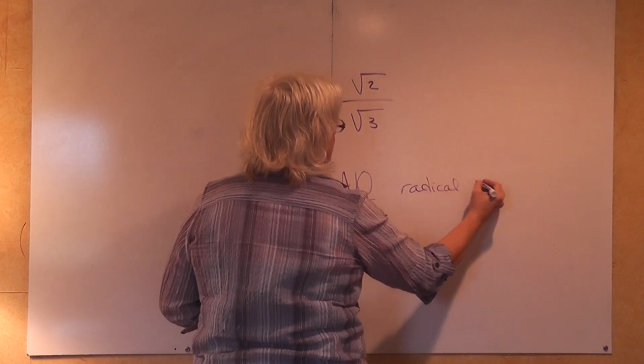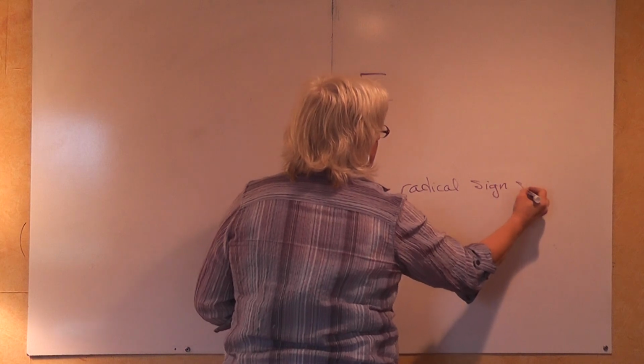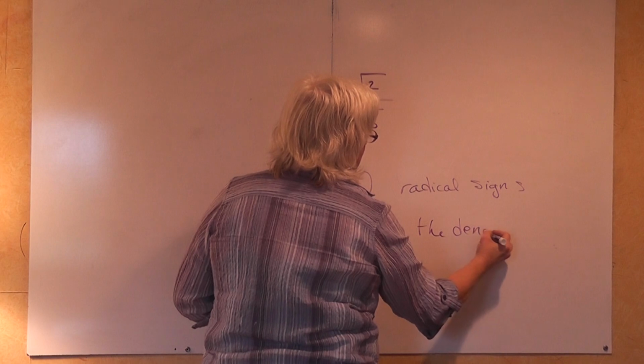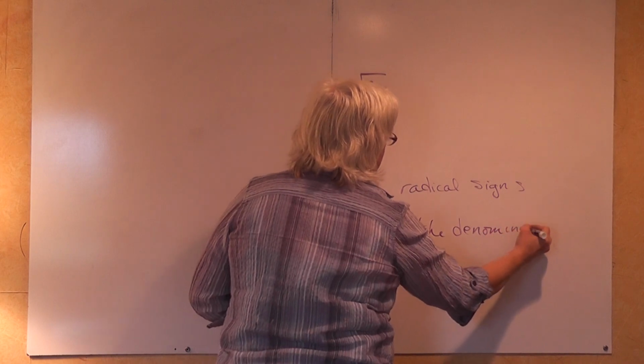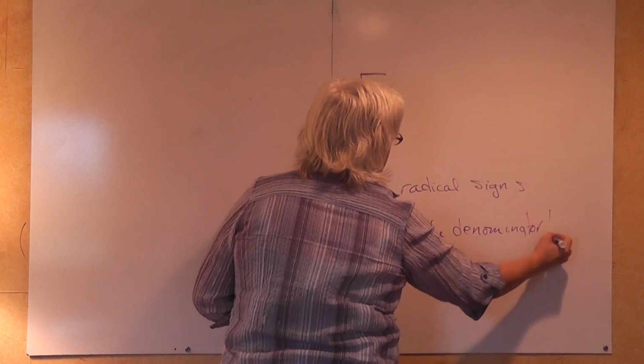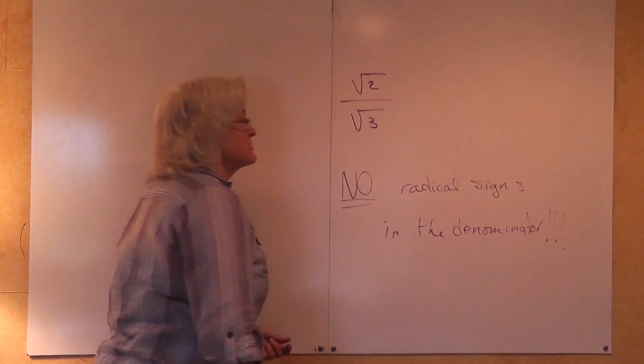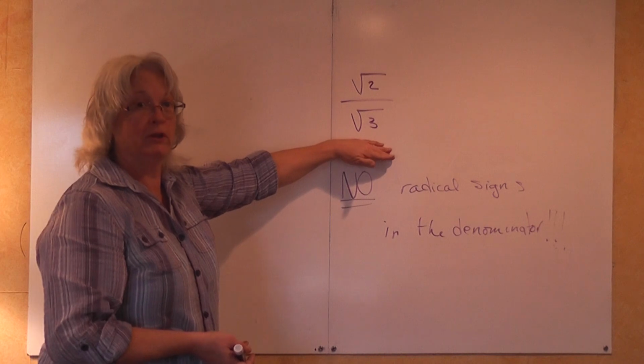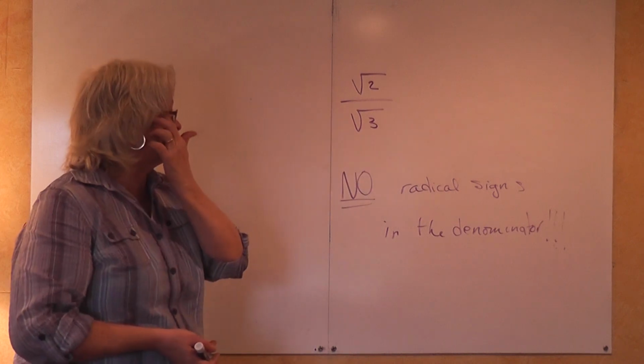No radical signs in the denominator. So what does that mean? When we rationalize it, that means we only have a rational number in the denominator. We have to get rid of that radical sign.